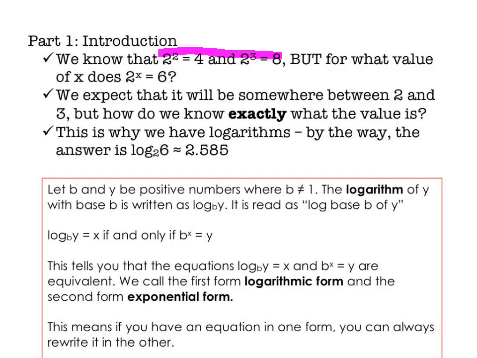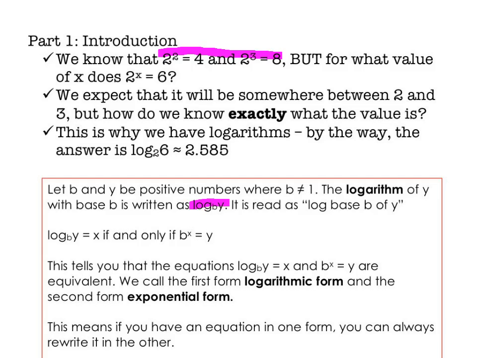In general, we say that b and y are positive numbers and b is not 1. The logarithm of y with base b is written as log sub b of y, and it's read as log base b of y. And we know that log base b of y is equal to x if and only if b to the x power is equal to y.